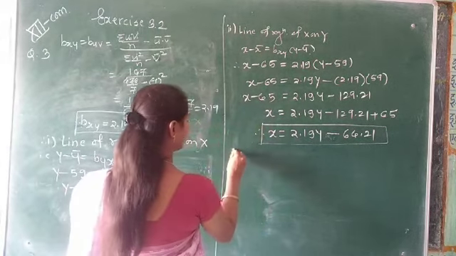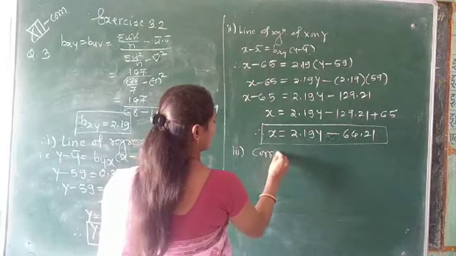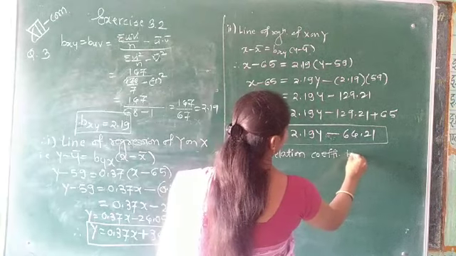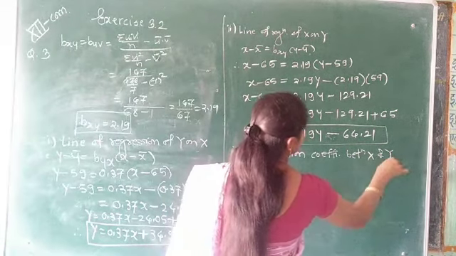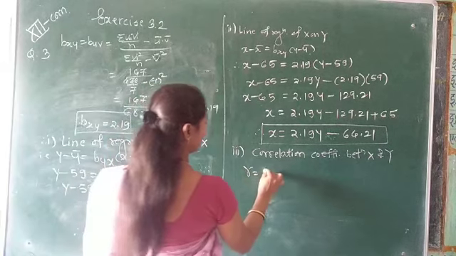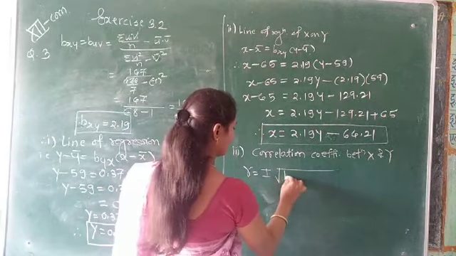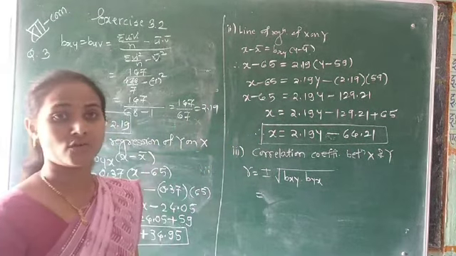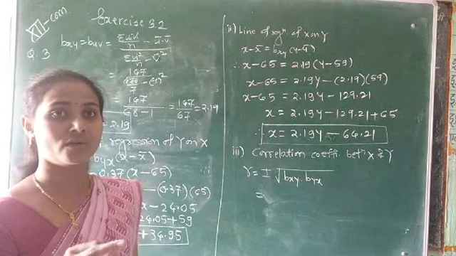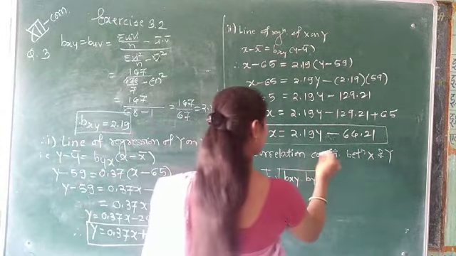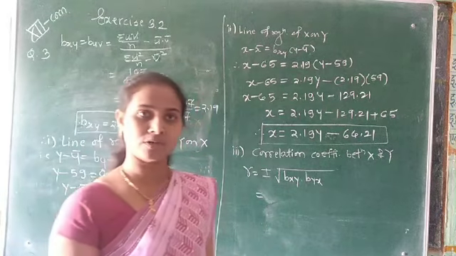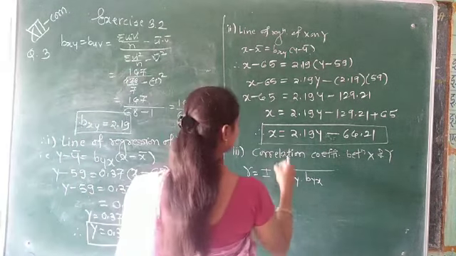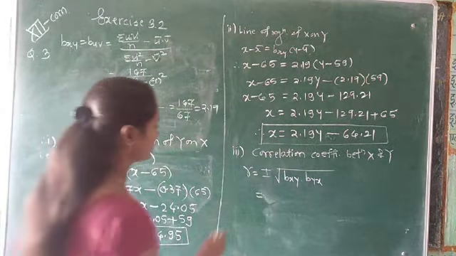Third question, correlation coefficient between x and y, that is denoted by r, is equal to plus minus square root of Bxy into Byx. The sign of the correlation coefficient depends upon the sign of the regression coefficients. If Bxy and Byx are positive, then r is positive, and if Bxy and Byx are negative, then the sign of r is negative. Hence, here both Byx and Bxy are positive, so take positive here.